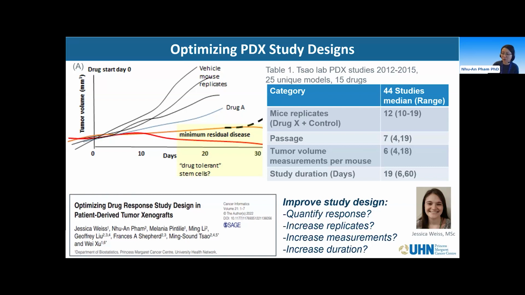This is important when we do correlations with our genotypes to see what genotype is predicting for what kind of response. And should we increase our mouse replicates? Should we increase the number of measurements per week we do? And should we increase the duration of drug administration? So this is a paper here I've put if you're interested to delve deeper into how we best design a study.